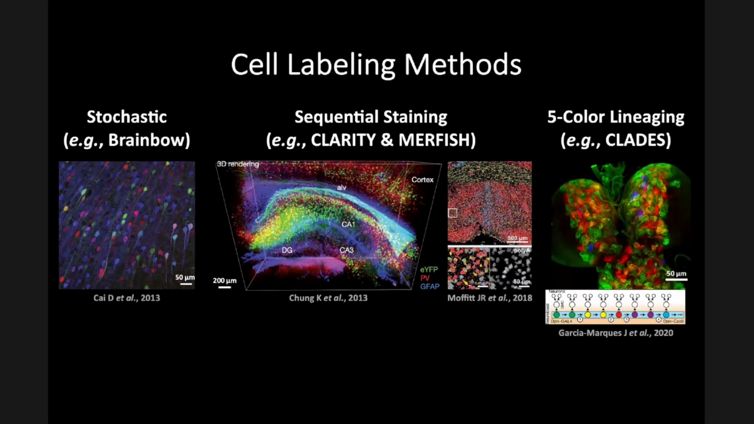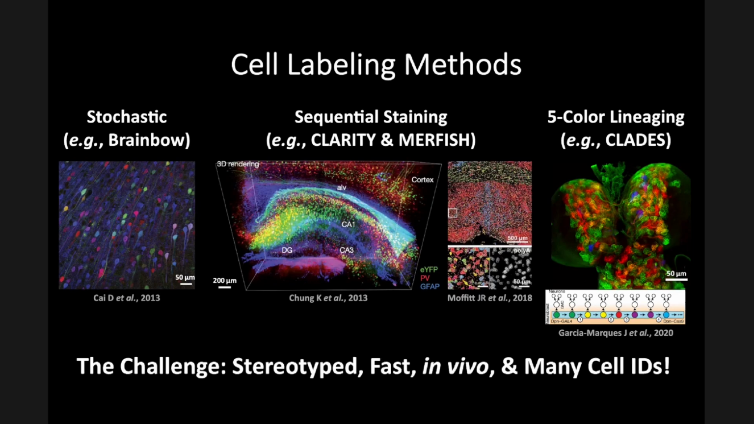And then the last one was a really nice method called CLADES, created right around the time I was working on my method. It's a means of coloring cells by their lineage, but we only have 5 colors here, and so we can only color 5 different cell types.